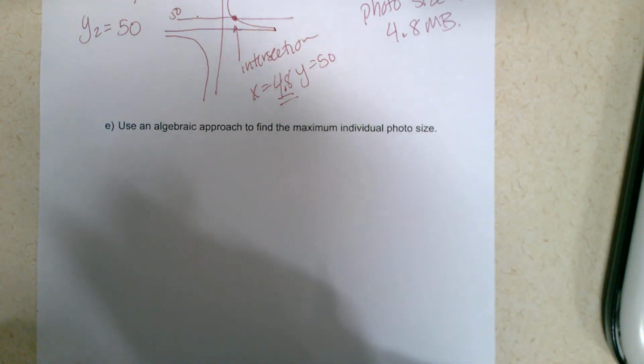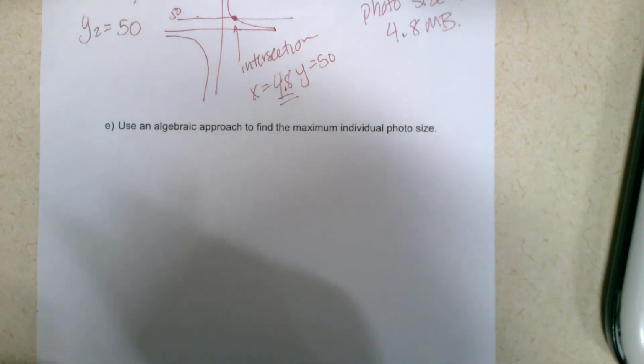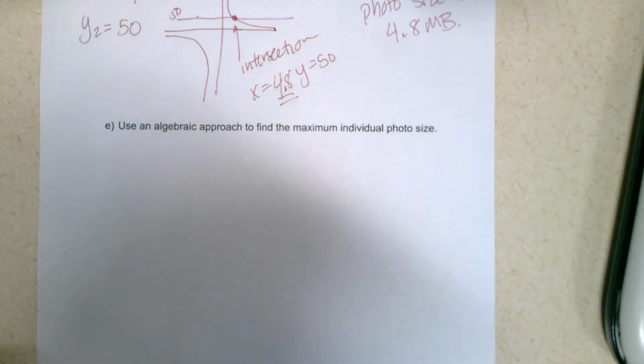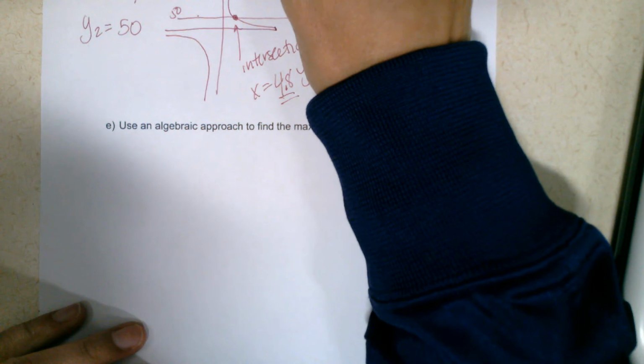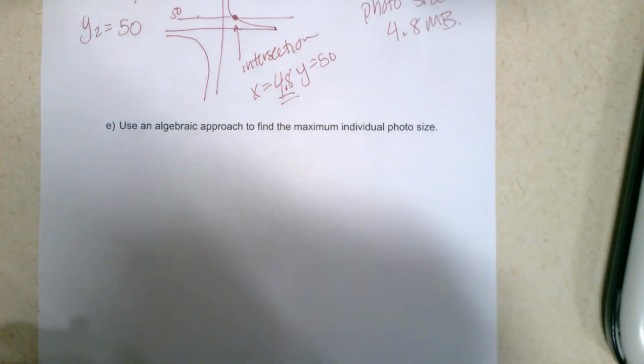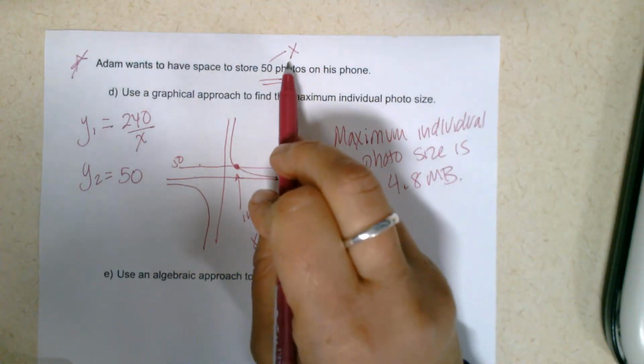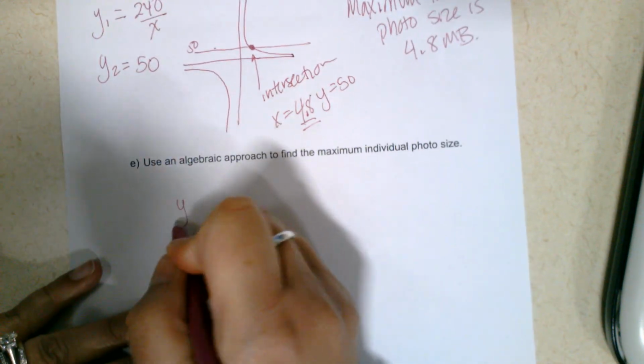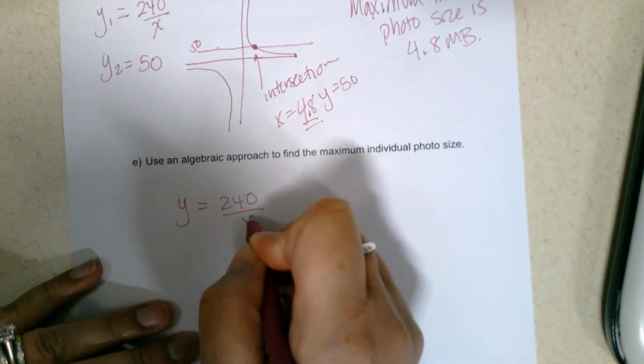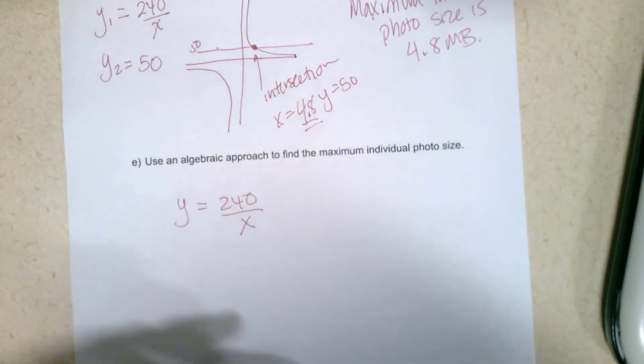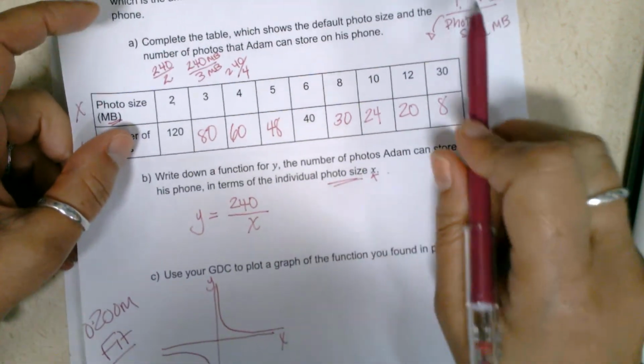Use an algebraic approach to find the maximum individual photo size. Okay, so 50 photos. So photos is our x variable. So what we have to do is y equals 240 over x. Remember, x was photos, and that's what we found over here, right here.